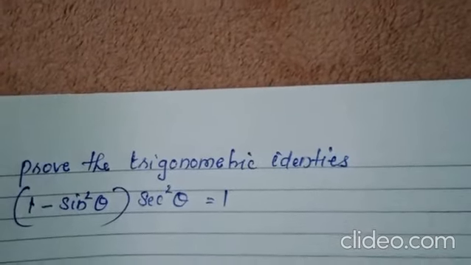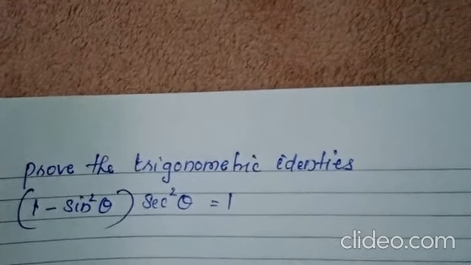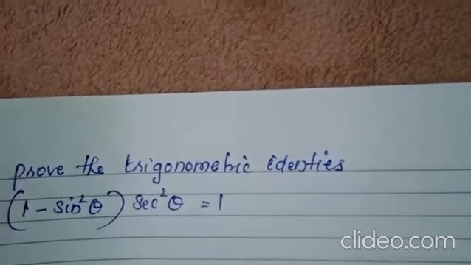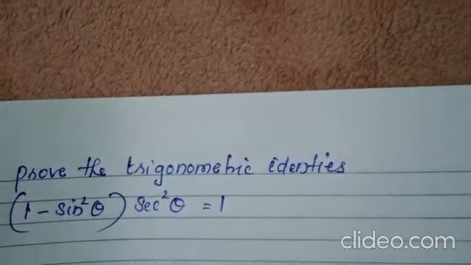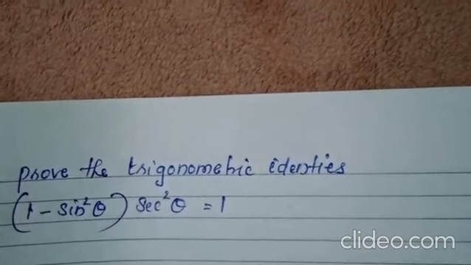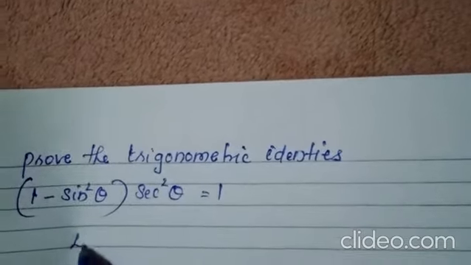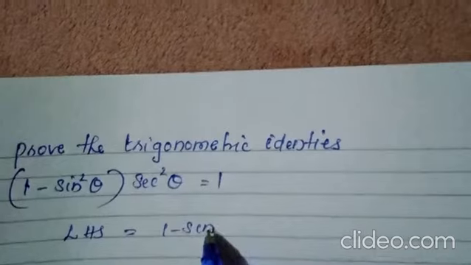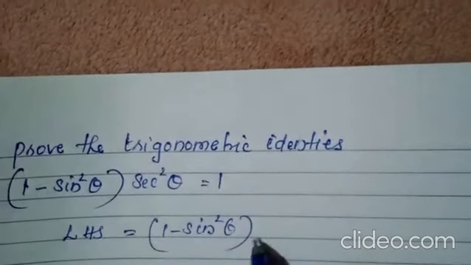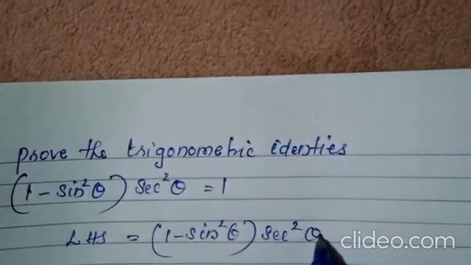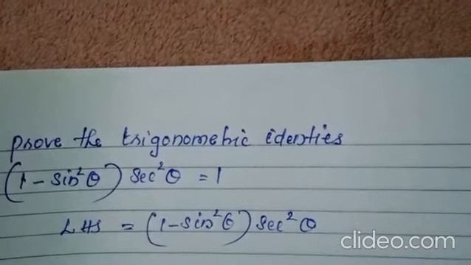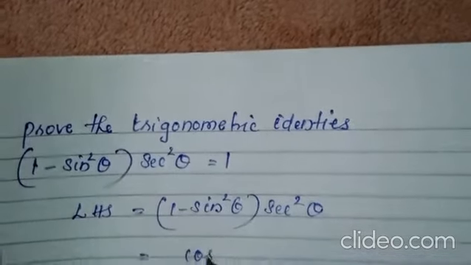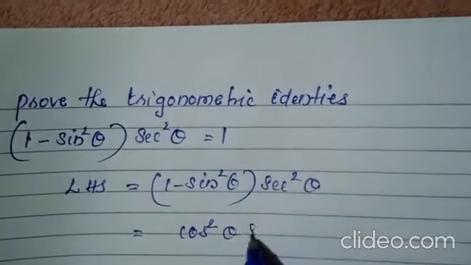The next important question is prove the trigonometry identities. The first question is 1 minus sin square theta into sec square theta is equal to 1. So we should prove it. Is it? So first we will take LHS. LHS is equal to left hand side is equal to 1 minus sin square theta into sec square theta. Is it? So 1 minus sin square theta, as we all know, that is cos square theta. So it will come cos square theta sec square theta.